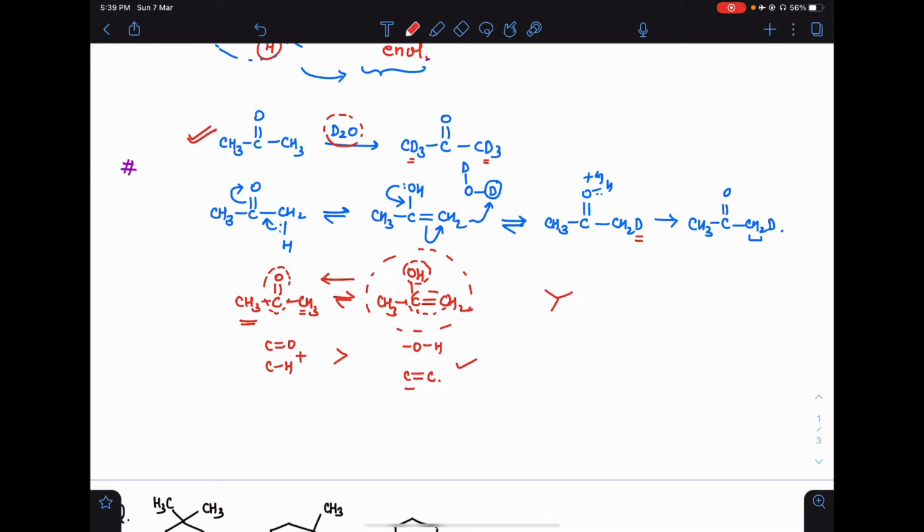For example, if I take an aldehyde, what will happen in this case? There is one hydrogen present here. So this hydrogen can donate its electron. The pi electrons will shift up, and you will have C double bond, OH and H. This is your enol form.